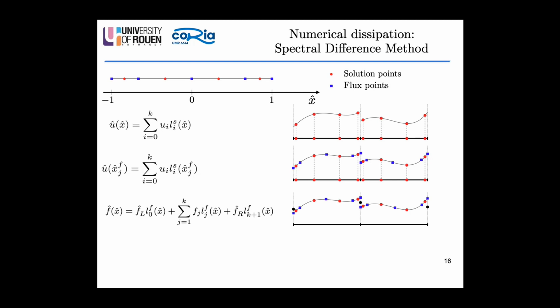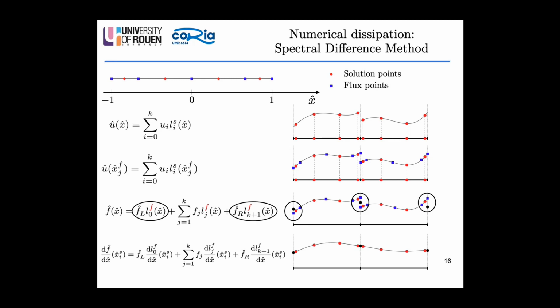At this point, the information coming from the left and right boundaries of a given interface is used to correct the flux at this location, and then it's possible to define another interpolation on a different set of points, the flux points, interpolating the values of the flux in these locations. At this point, this interpolation is analytical. You can just apply the derivative and evaluate this term on the solution points to have the divergence of your flux.